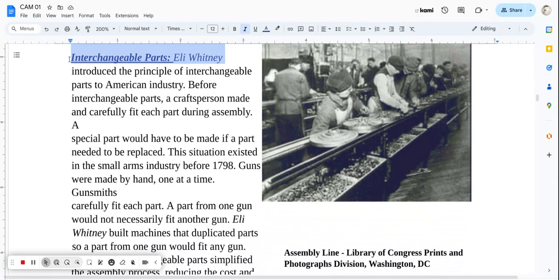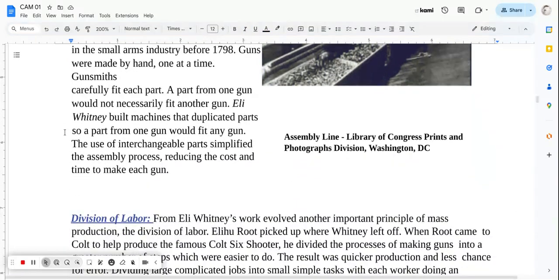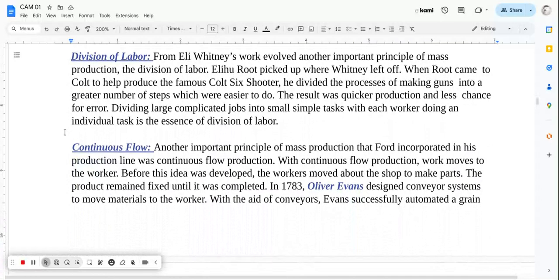Very quickly, Eli Whitney had the idea for interchangeable parts. That's a standardization of parts so that you can just go and get parts that fit in another machine that were made by another person. Before he invented that, that didn't happen. Also, a principle he developed was the division of labor, and so people could specialize in different components of the manufacturing process.